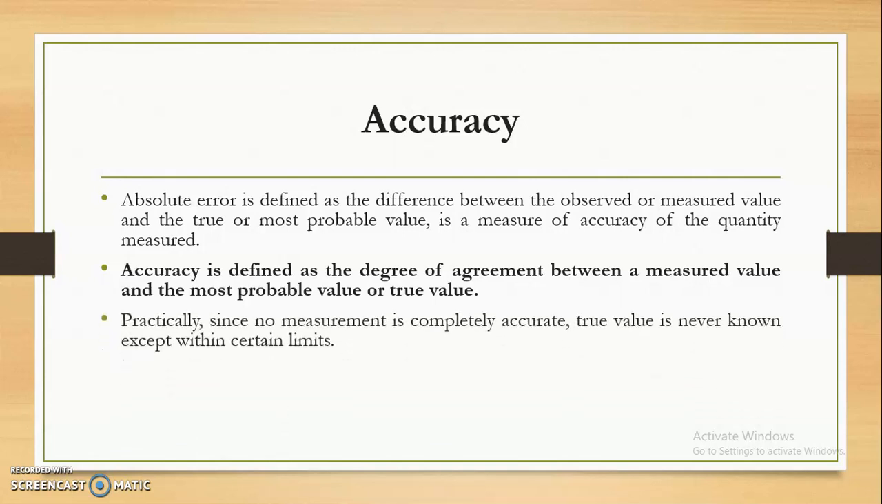Practically, since no measurement is completely accurate, the true value is never known except within certain limits. This is another important thing, because practically we cannot get completely accurate results. We can't get the theoretical value. So the true value is never known except within certain limits, and therefore the accuracy of a result is never known except within those limits. We don't know the exact accurate value, but we know it within limits.